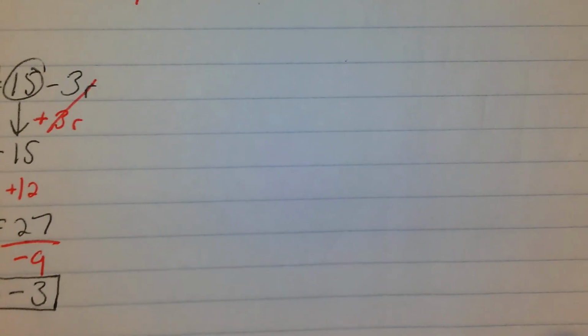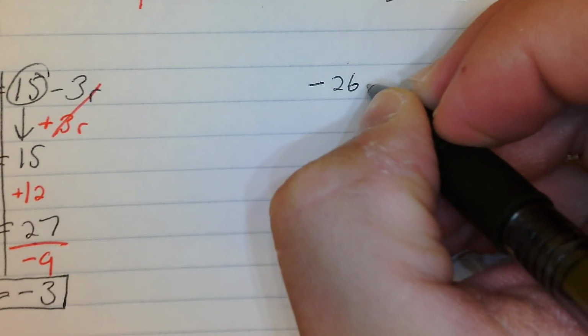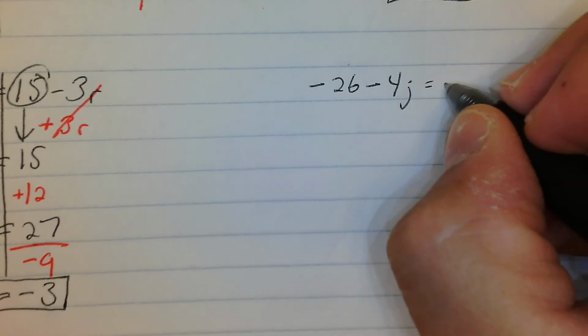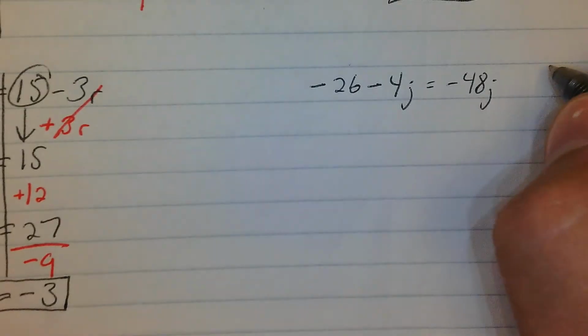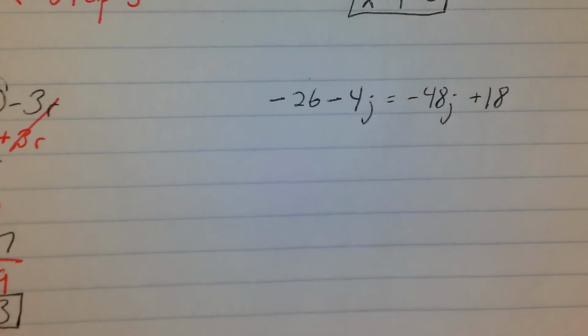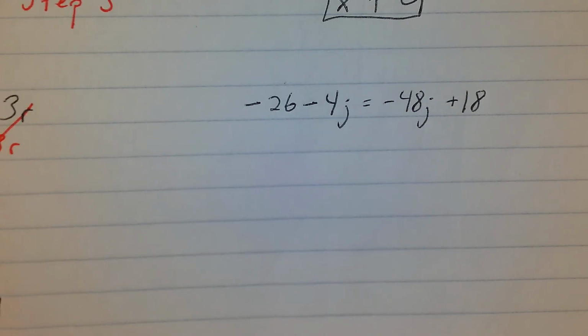So we're going to work one more. I have negative 26 minus 4j equals negative 48j plus 18. So you have to be careful with the integers here, guys, when you're working with these. I'm actually going to give you all some time. I want you to do this on your own, and I'll give you a hint to start off with, okay?